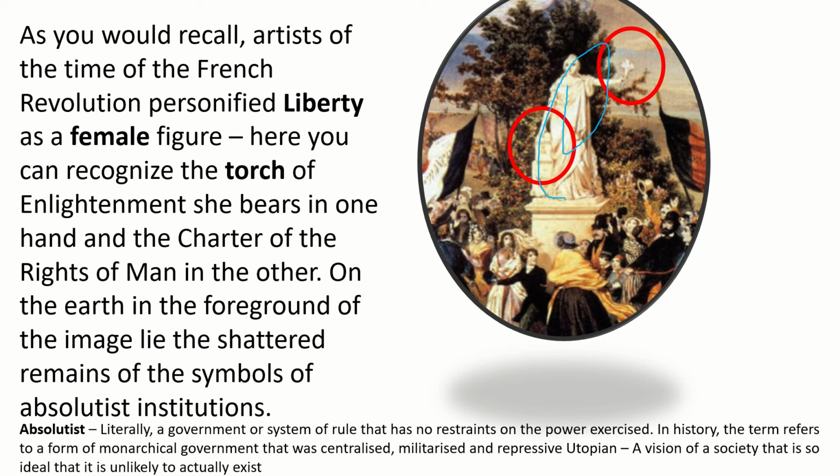In history, the term refers to a form of monarchical government that was centralized, militarized, and repressive. Utopian: a vision of a society that is so ideal that it is unlikely to actually exist. It means this absolute kingdom doesn't give any kind of freedom of expression, and it is a repressive government, a militarized government, and a centralized one. It means all powers are vested in the hands of the monarchs only, the kings. No other common people have democratic rights in these absolute kingdoms. Okay, this is the thing.